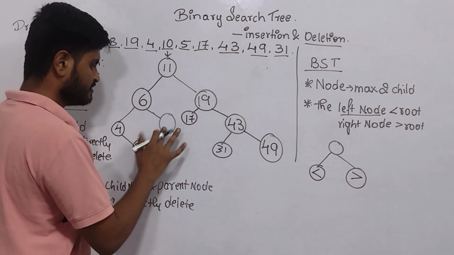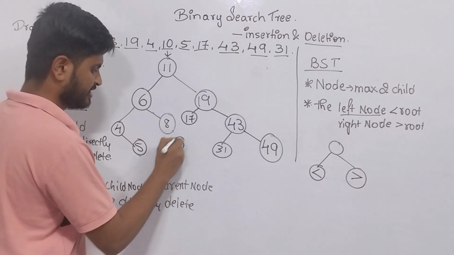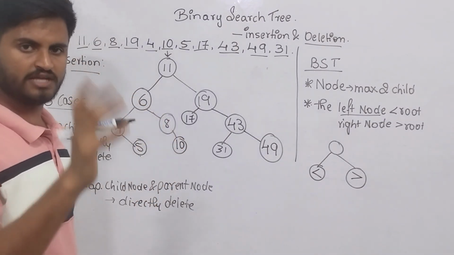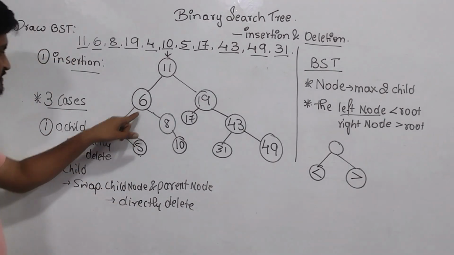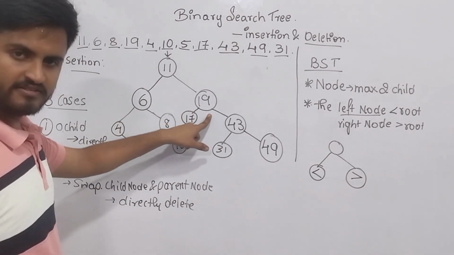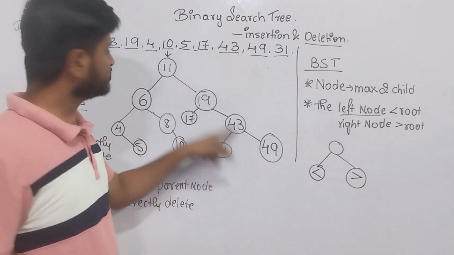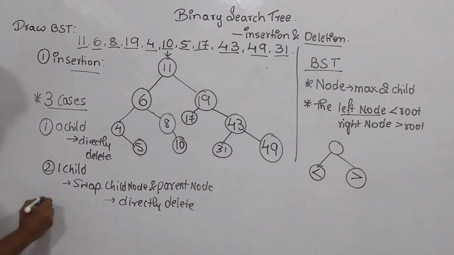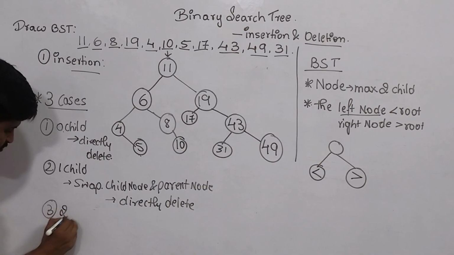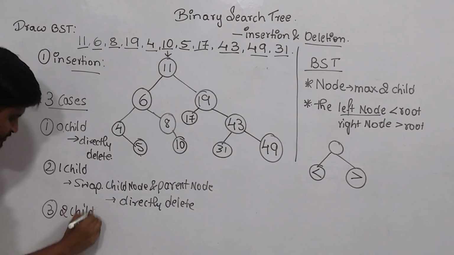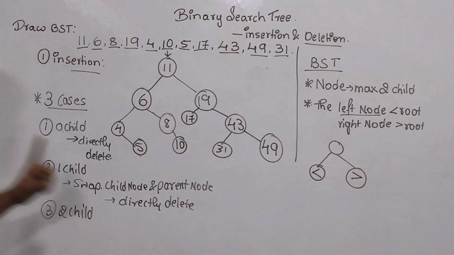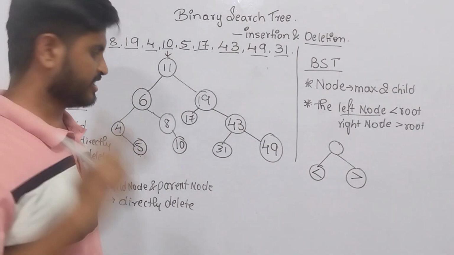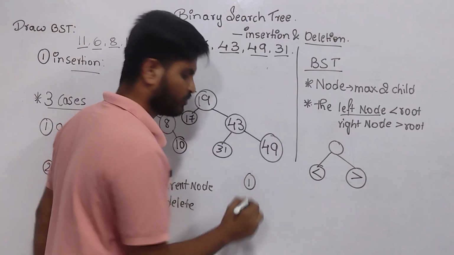Now let's go to the final case, that is deleting the node with 2 children. If you see here, 6 is having 2 child, 19 is having 2 child, 43 is having 2 child, 11 is having 2 child. How can you delete? Now, the third case is the 2 child node, how will you delete? To delete the 2 child node, you will have 2 conditions. So you can use one of them.